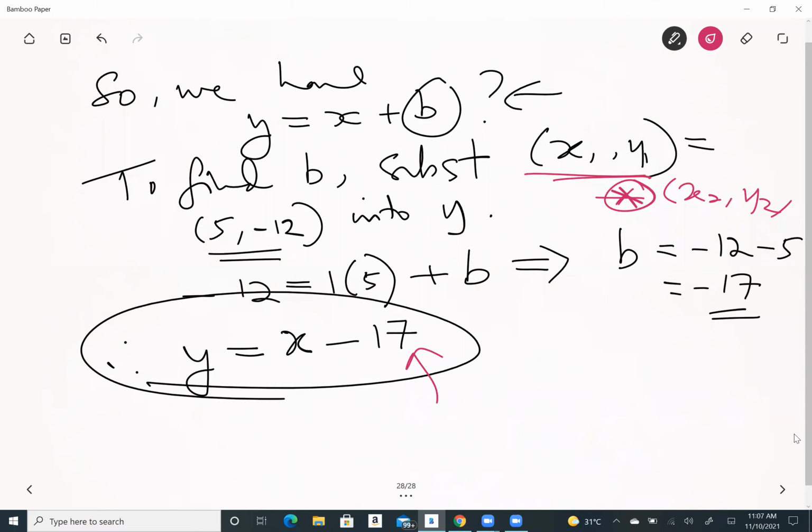Question number 6. Do it now. That question asks you only to find the slope, but for us, not just the slope. I want you to find b, and then you will get the function. Okay, do it now.